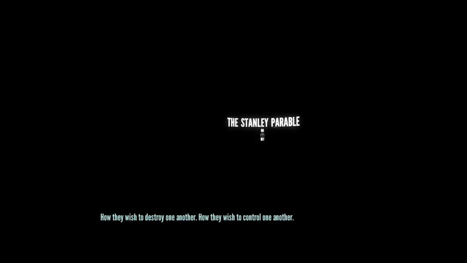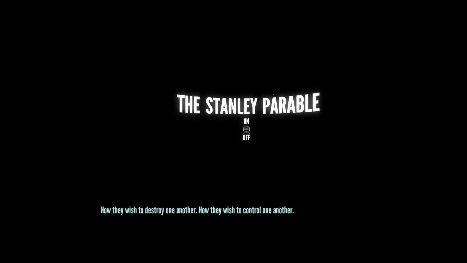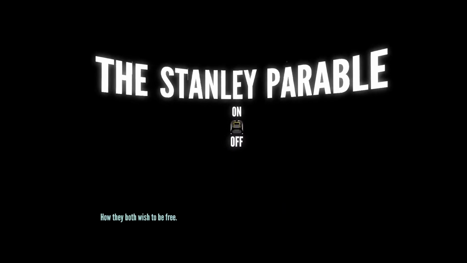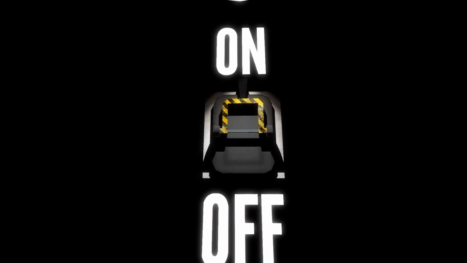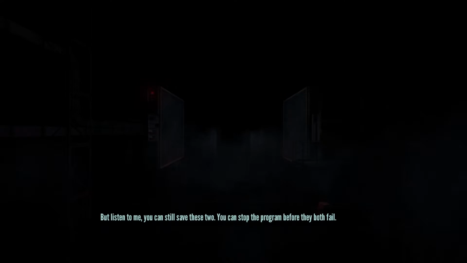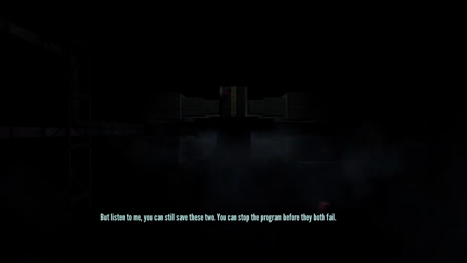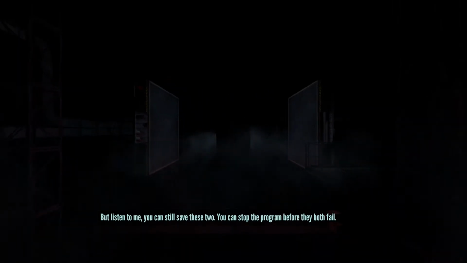Oh, look at these two. How they wish to destroy one another. How they wish to control one another. How they both wish to be free. Can you see? Can you see how much they need one another? No, perhaps not. Sometimes these things cannot be seen. But listen to me. You can still save these two. You can stop the program before they both fail.